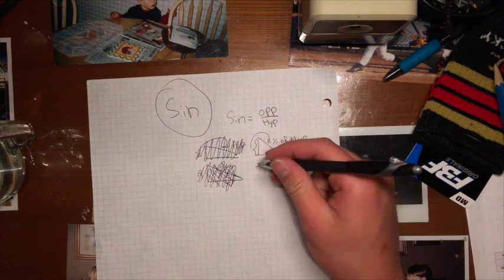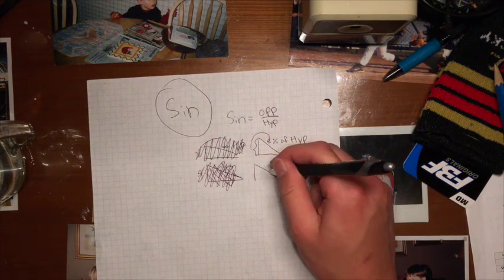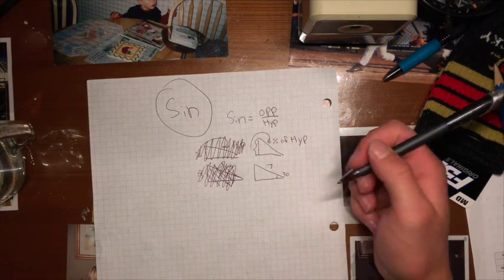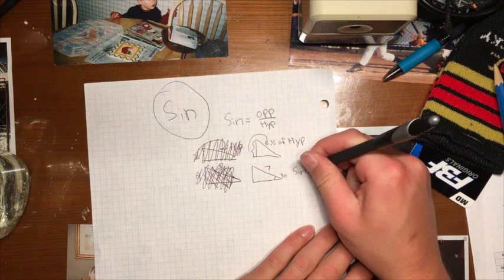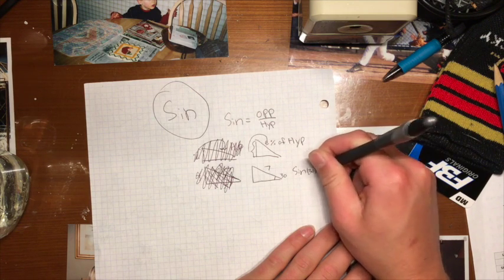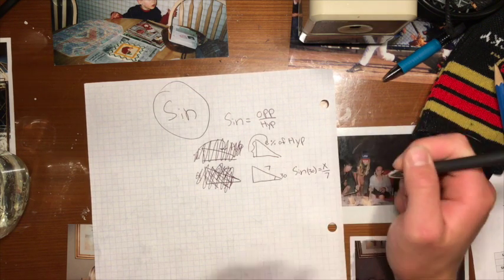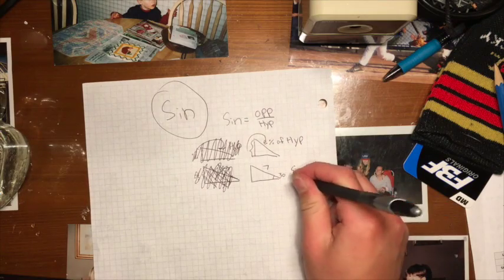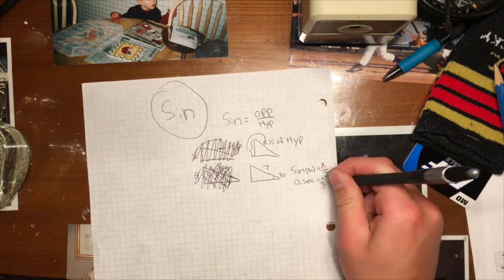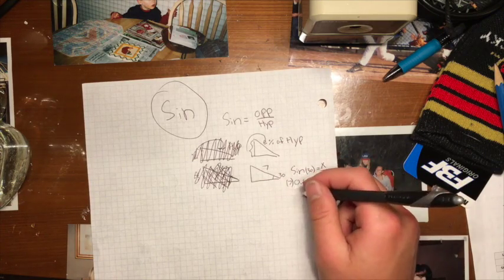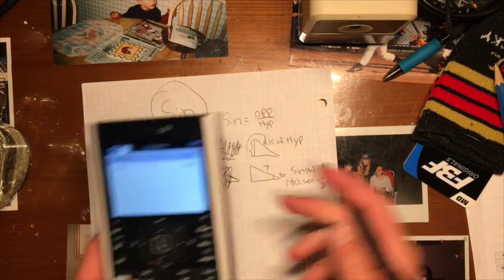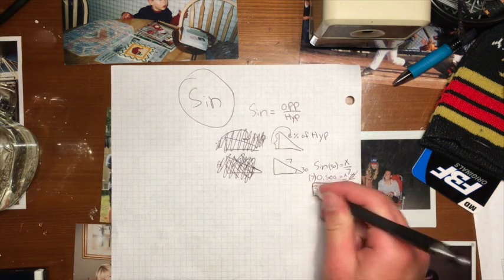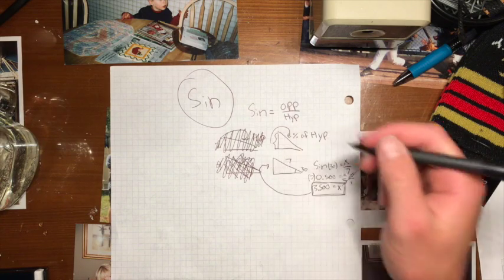Okay, time for an example. Let's say the angle is 30 degrees and the hypotenuse is 7. Now do sine 30 equals x over 7. That equals 0.5. Now multiply 7 on both sides to isolate the x and get your answer. You should get 3.5. Now that is the opposite side of angle 30.